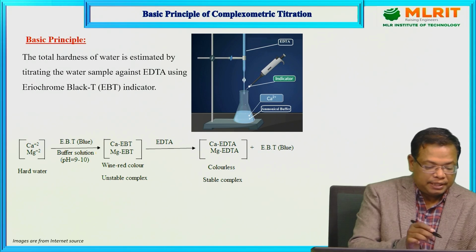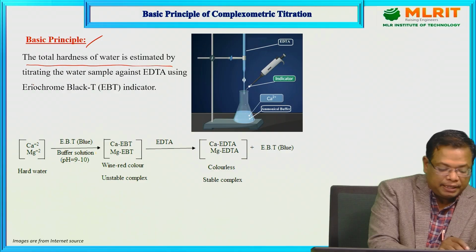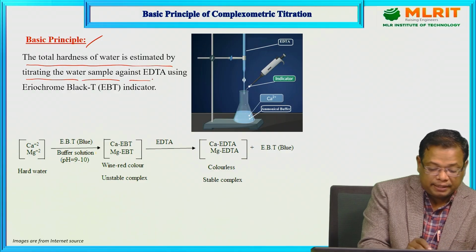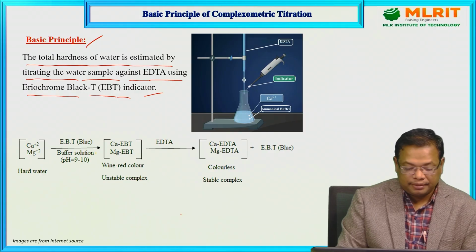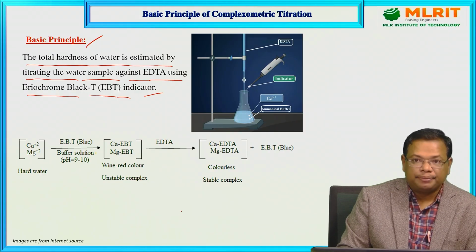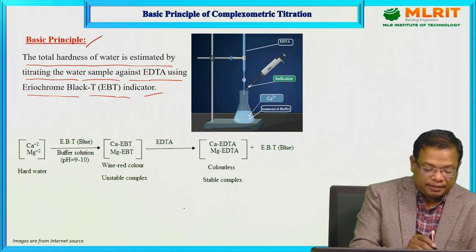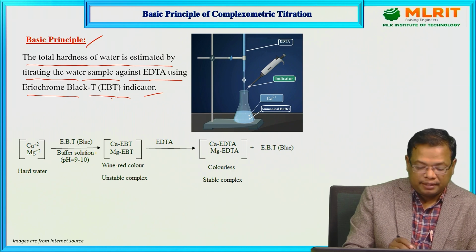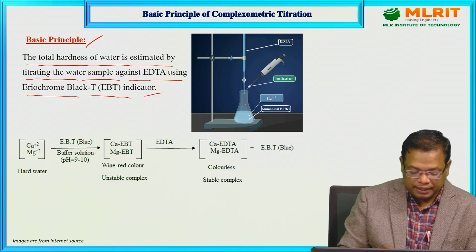So, basic principle: the total hardness of the water is estimated by titrating the water sample against EDTA using Eriochrome Black T (EBT) indicator. EBT is also a complex compound. It also forms an unstable complex with the hardness causing salts. What is the EBT structure?